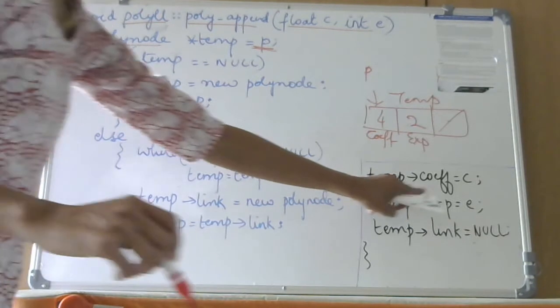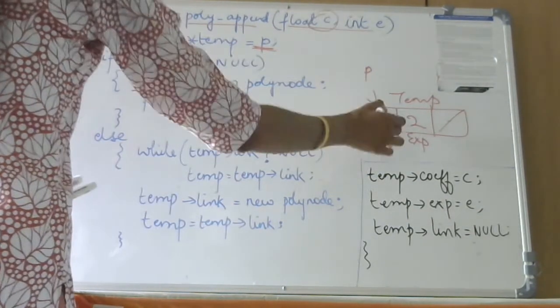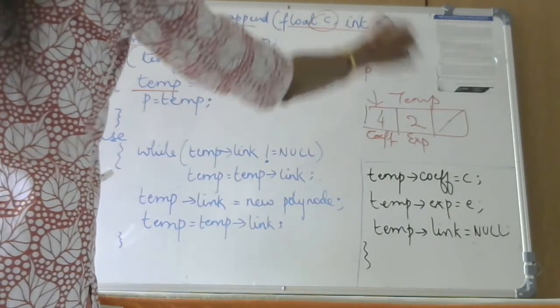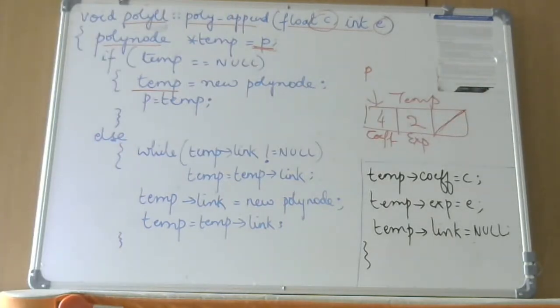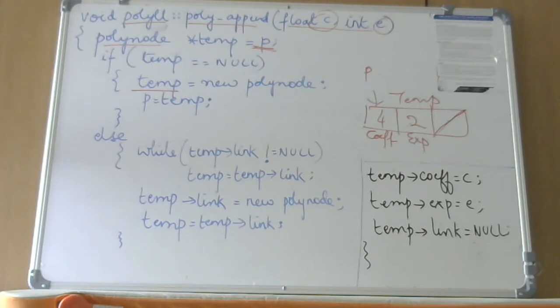I will not go here. I will come here. Temp of coefficient is equal to c. So whatever value I have accepted from here, I am putting it at c. Temp of exp is e. So whatever value for power, I am putting it here. Temp of link is equal to null because it is the first node that we are trying to add. So if the list is empty, the new node itself is the first node, the first term that you are trying to append.